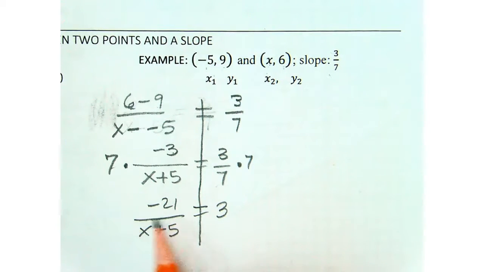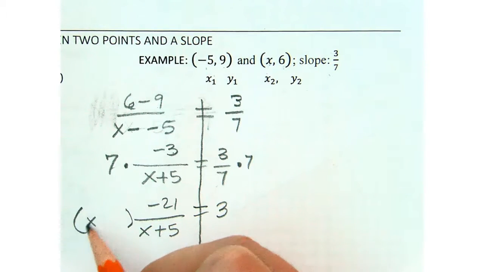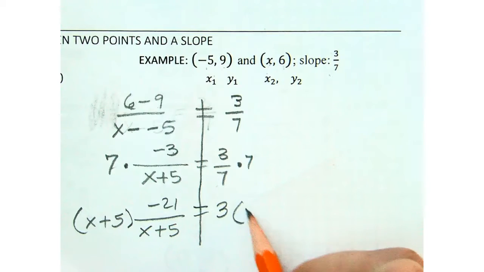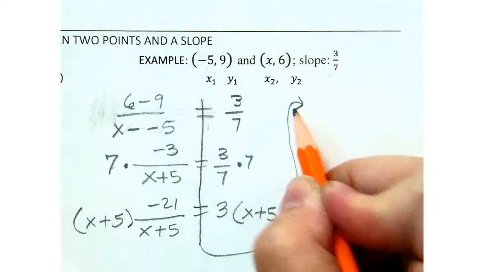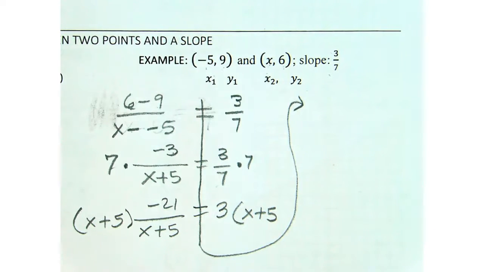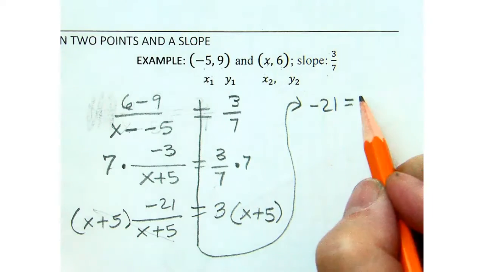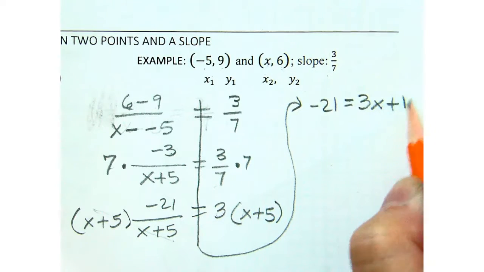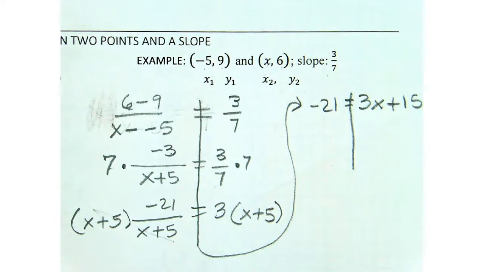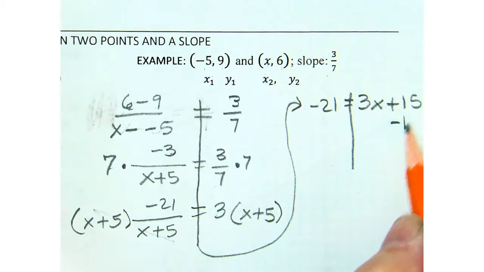Now we want to eliminate the other denominator, which is x plus 5. Multiply both sides by x plus 5. This gives us -21 equals 3 times x plus 5. Distribute the right side for 3x plus 15. Now subtract 15 from both sides of the equation.